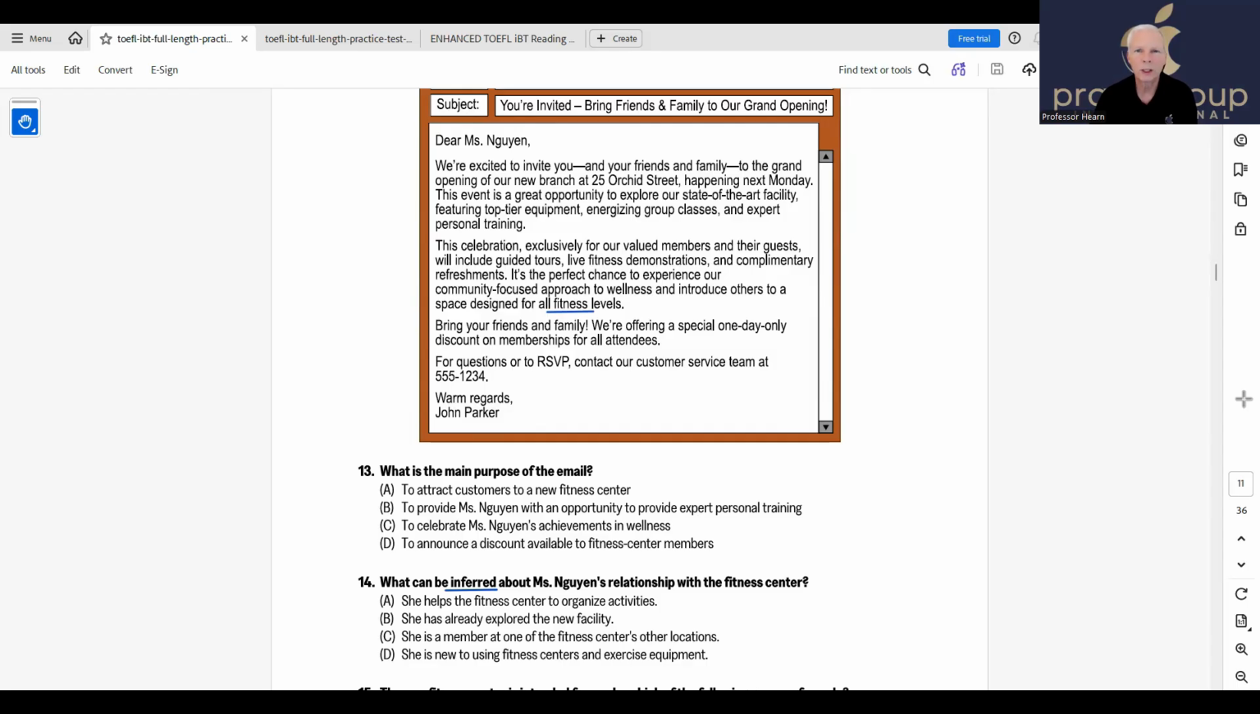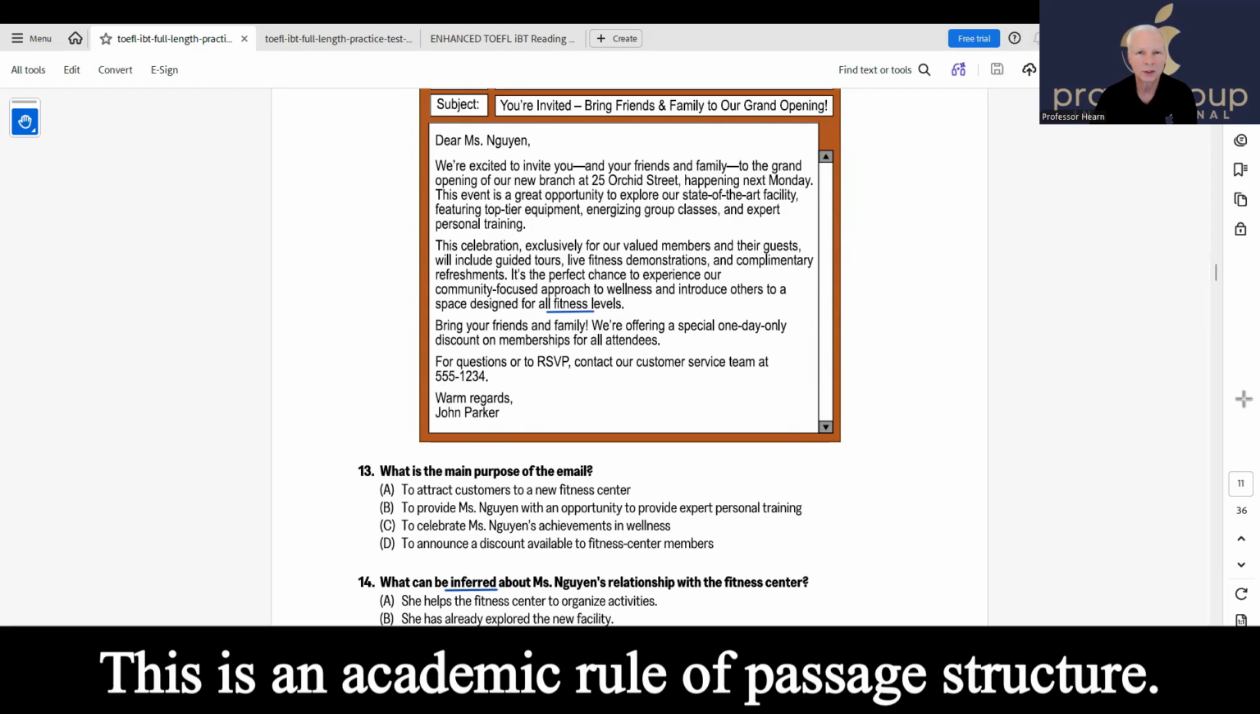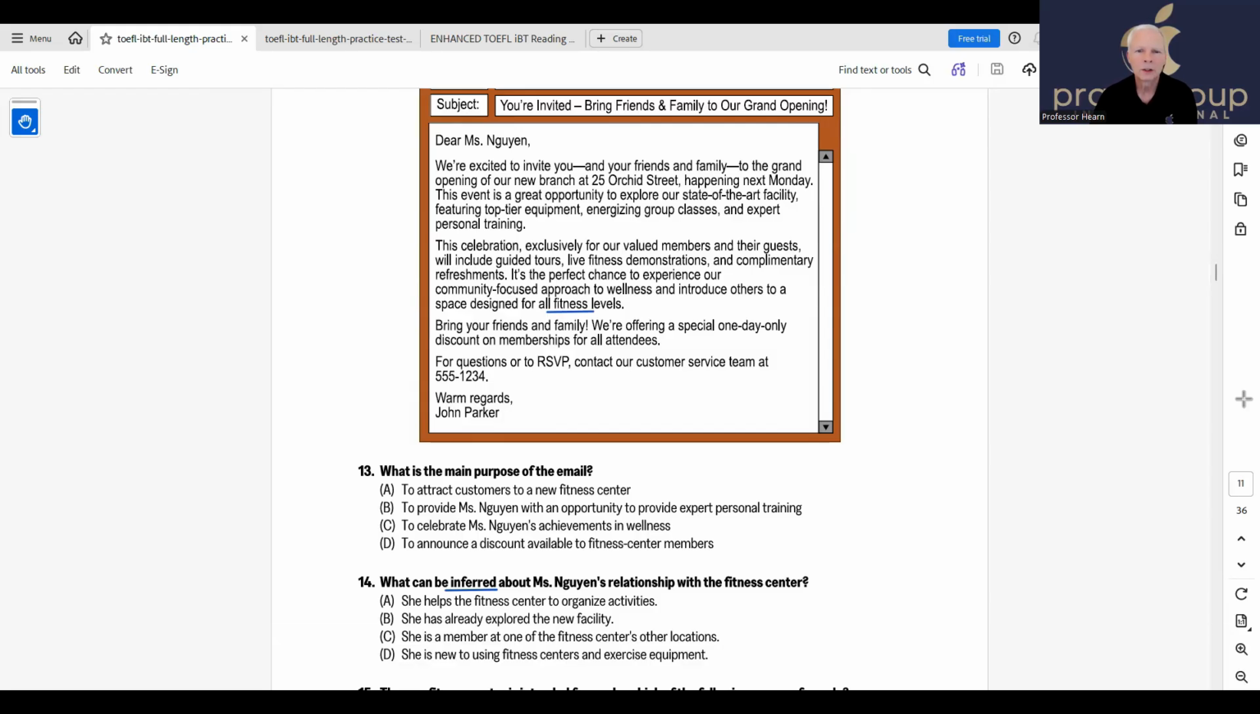So let's read the related sentence. Remember the rule. Sentences come in pairs that share the same main topic. So let's go to the sentence previous to this one. That sentence reads, this celebration exclusively for our valued members and their guests will include guided tours. Now, I'm not going to read any more because this has revealed the relationship. The exclusively for our valued members tells me that this person is a valued member of the fitness center.